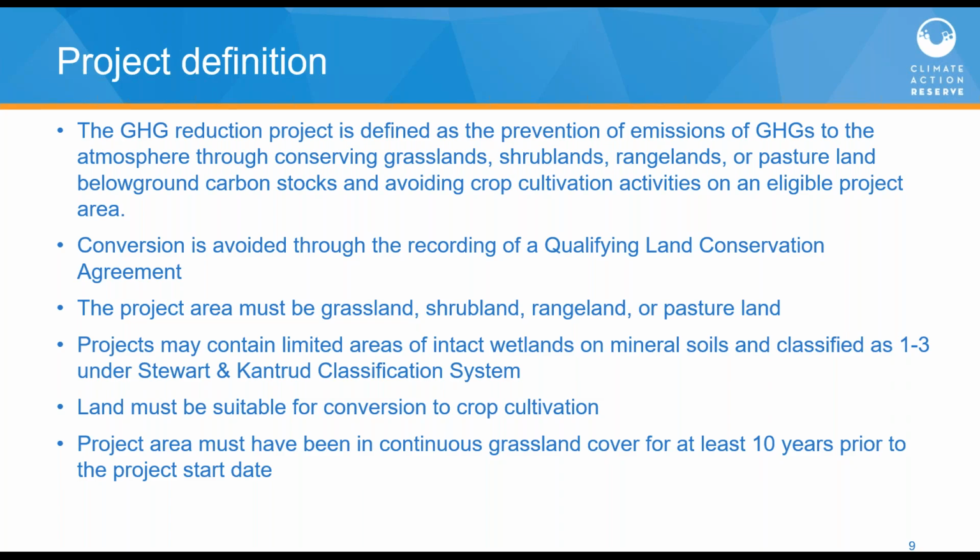The land itself must also be suitable for conversion to crop cultivation. I'll go into detail on that later. And the project area must have been in continuous grassland cover for at least 10 years prior to the project start date. Because we are crediting you for protecting carbon that's already in the project area, you need to have this 10-year history in order for the emission factors to be valid.